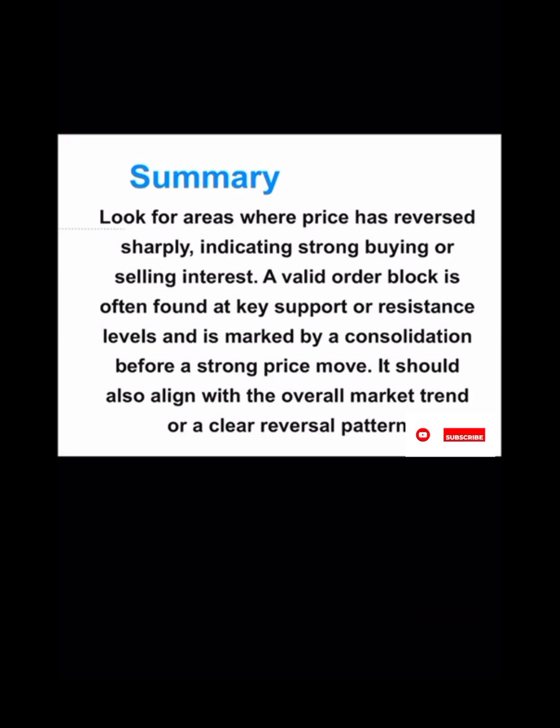So a valid order block is often found at a key area of support and resistance level and is marked by consolidation before a strong price move. Consolidation means piling up. They are just resting in place, waiting to be triggered. It should also align with the overall market trend or a clear reversal pattern.